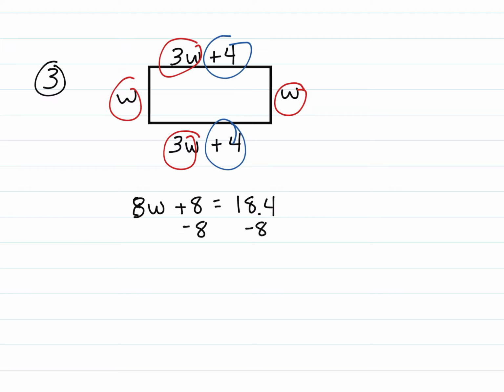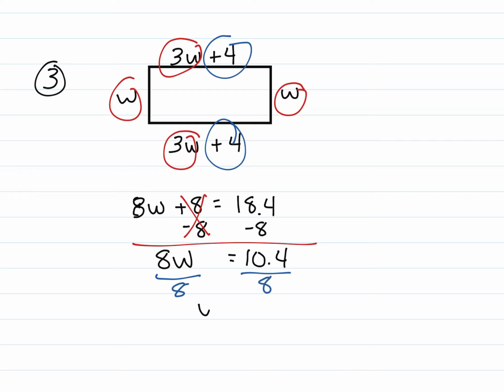I can then subtract 8 from both sides, which gives me 10.4, since these ones add to 0. And on this side, I still have 8W. To finish and solve for the width, I can divide both sides by 8. Then I will have W is equal to 1.3.